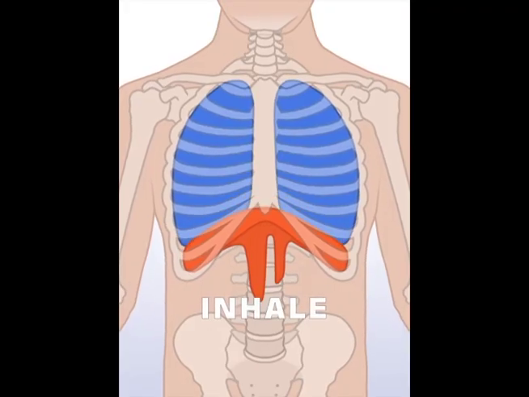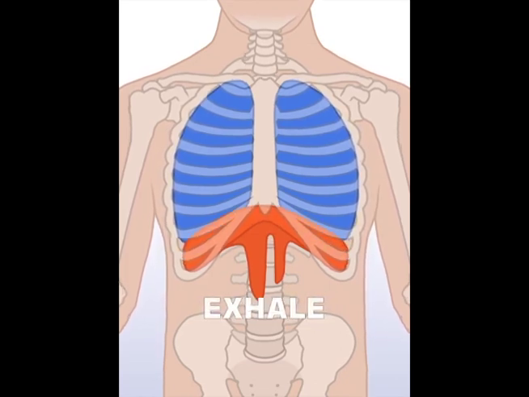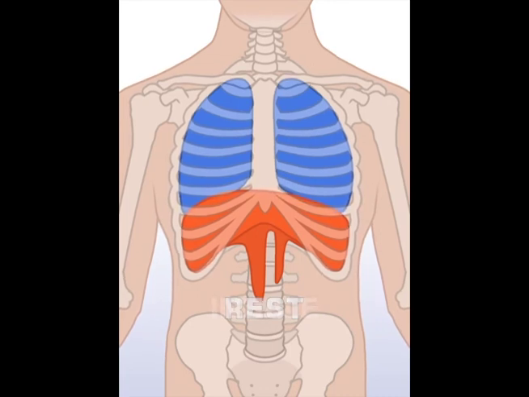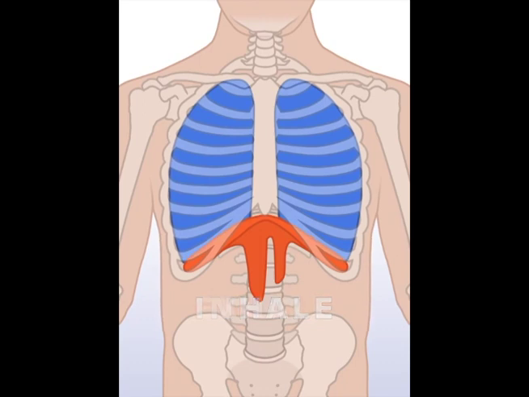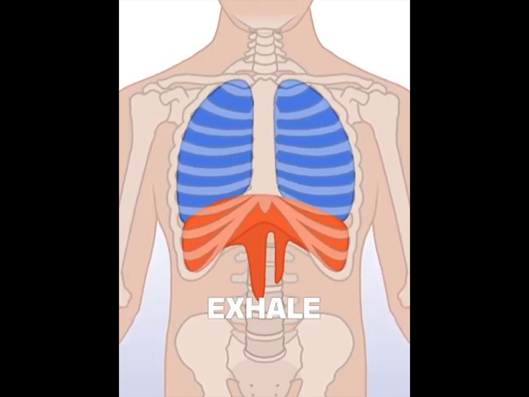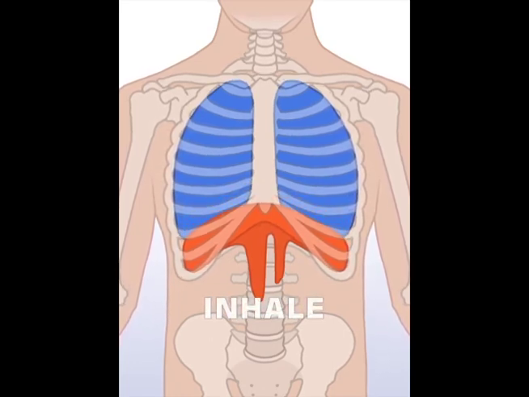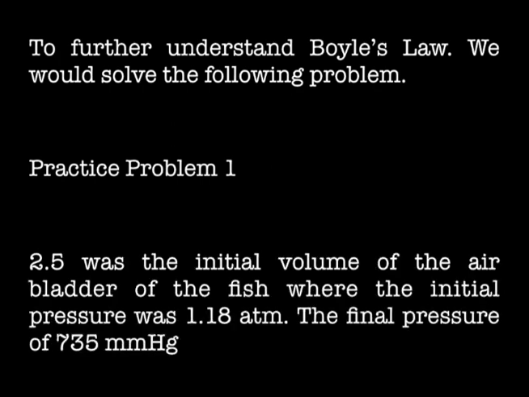A real-life example of Boyle's law is breathing, which involves inhaling and exhaling. When inhaling, the diaphragm constricts, meaning there is increase in pressure. It also decreases in volume. Upon exhaling, the diaphragm relaxes. Thus, the volume increases back to normal. To further understand Boyle's law, we would solve the following problem.